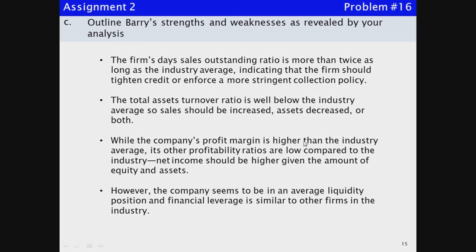While the company's profit margin is higher than the industry average, its other profitability ratios are low compared to the industry. Net income should be higher given the amount of equity and assets. And then finally, the company seems to be in an average liquidity position, and financial leverage is pretty similar to the firms in the industry. Okay? Well, this ends our part 2 on solutions to assignment 2.